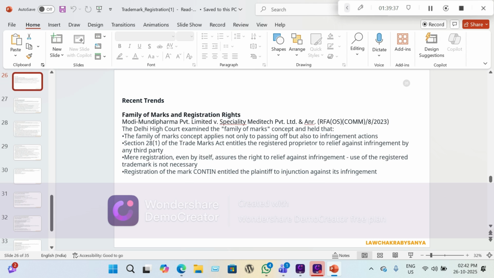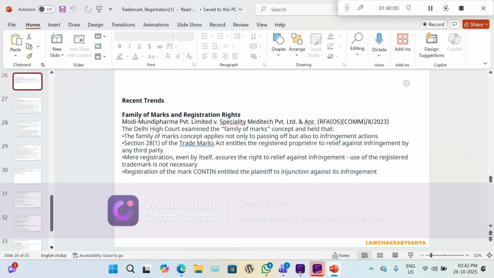So family of marks and registration rights. So in Modi Mandi Pharma Private Limited, it was held that if there are associated marks, for example, one person has registered for multiple marks using the same marks for different products and different services that they're expanding into, then their family of marks will also be considered.